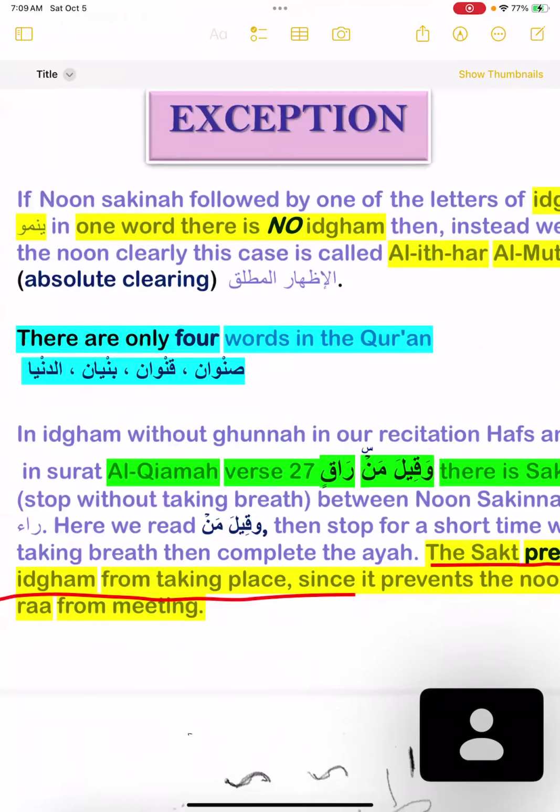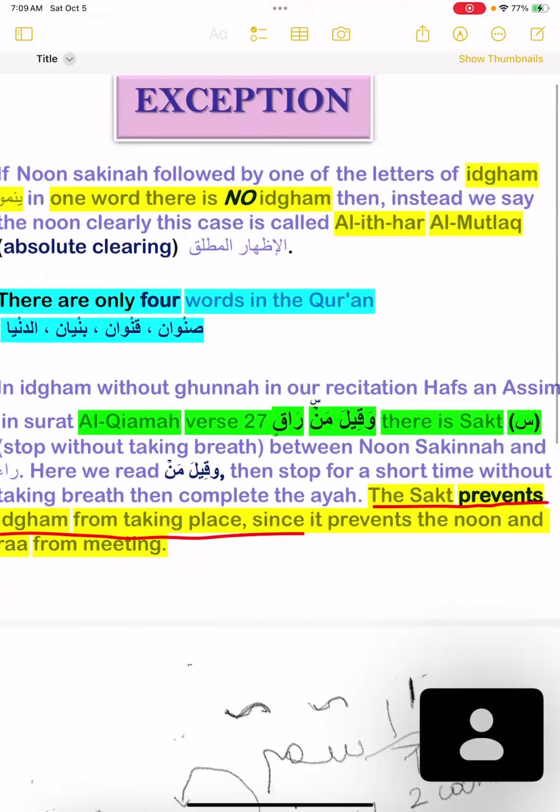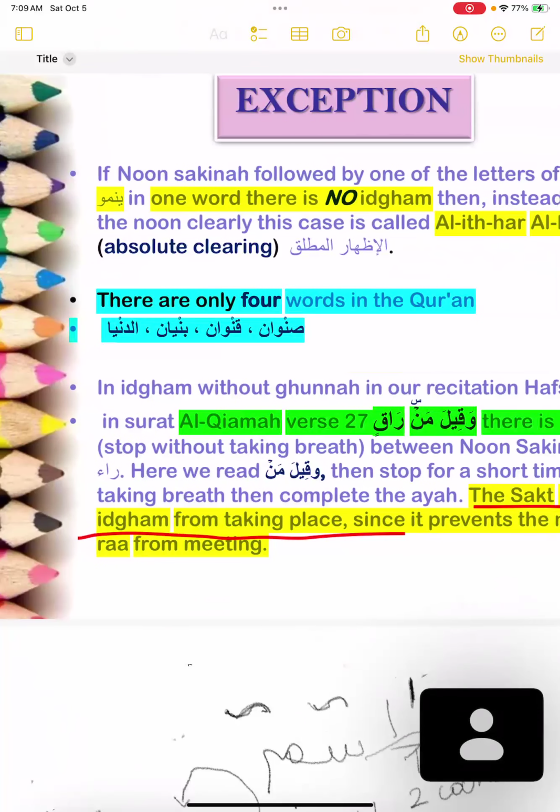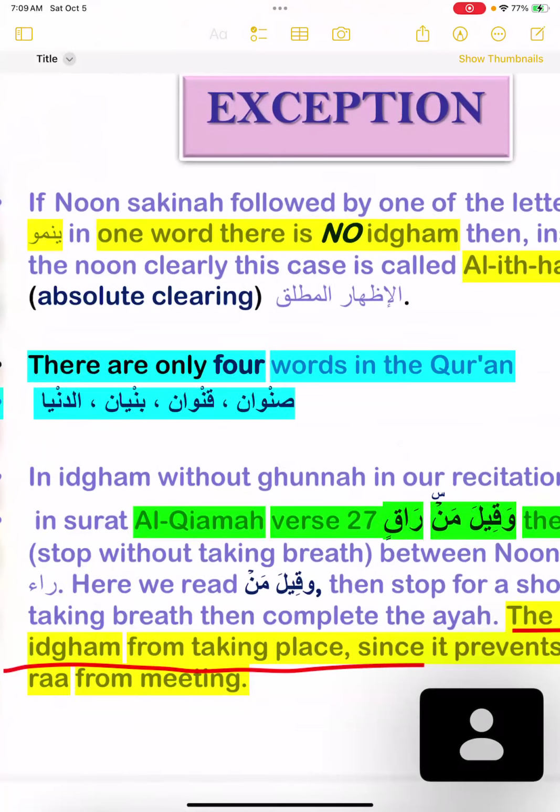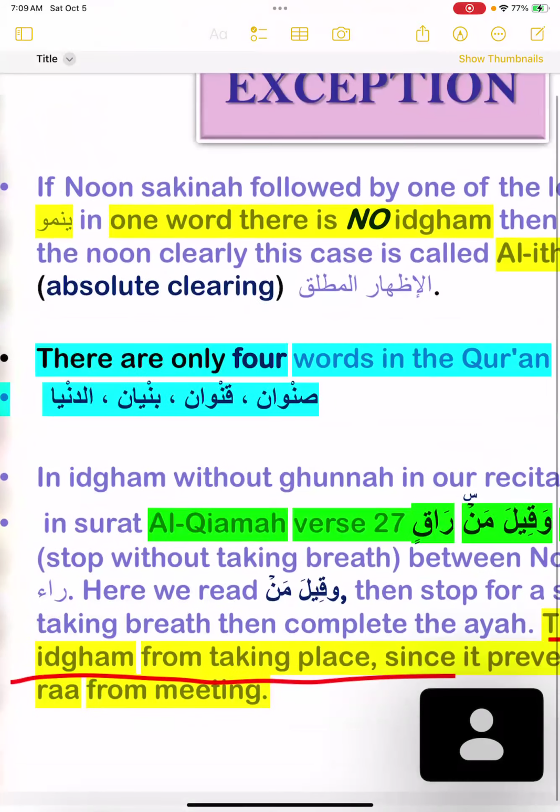Okay, for the idhar mutlaq, there are other words I did not mention there. These are the words that they have written here that will not have idgham, though noon sakin is followed by the letters from yarmalun, right? Like in the words dunya, sinwan, qinwan, and bunyan. So you will not have idgham happening here. The noon is read clearly. That's why it's called idhar mutlaq.